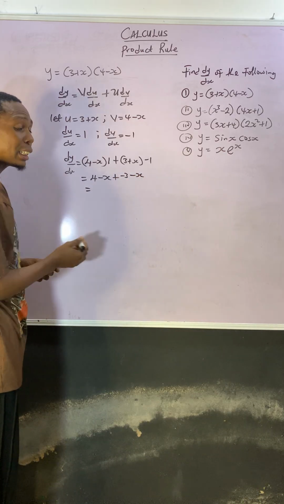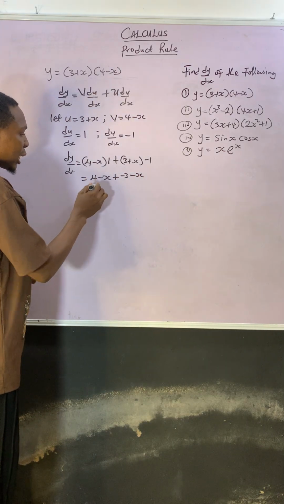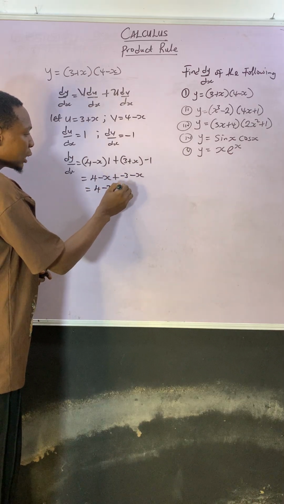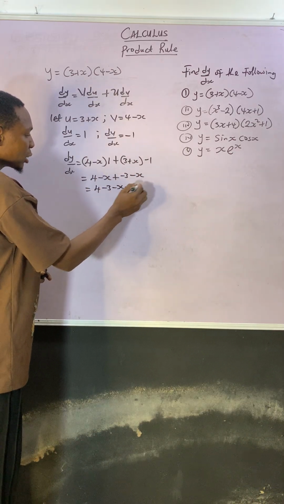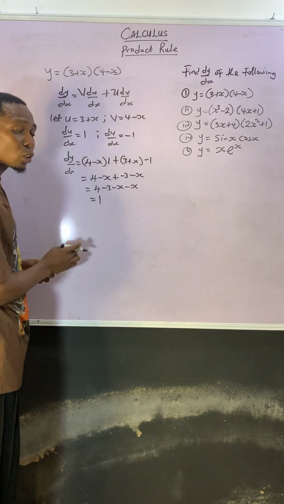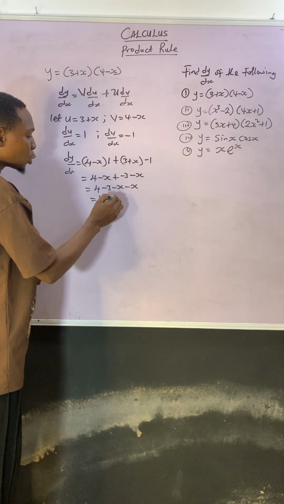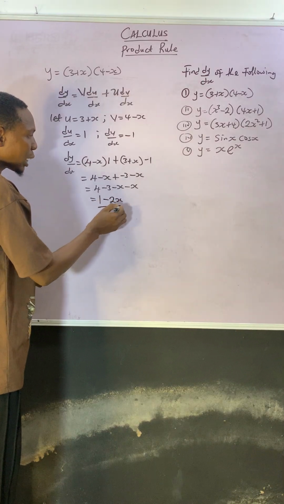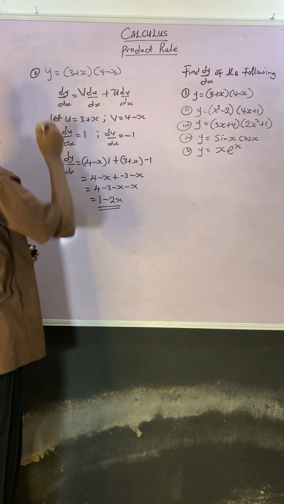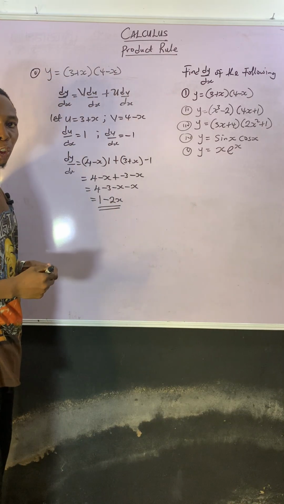From there, by collecting like terms, we have 4 minus 3, and minus x minus x. 4 minus 3 is 1, and minus x minus x gives us minus 2x. So the answer is 1 minus 2x. That is the first part, our number 1. So let's move straight to question number 2.